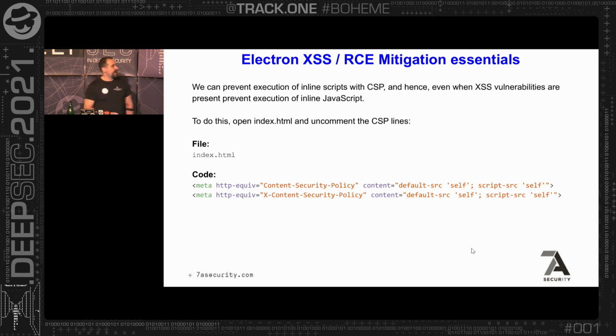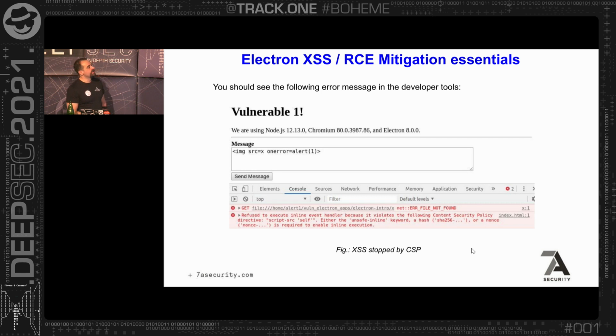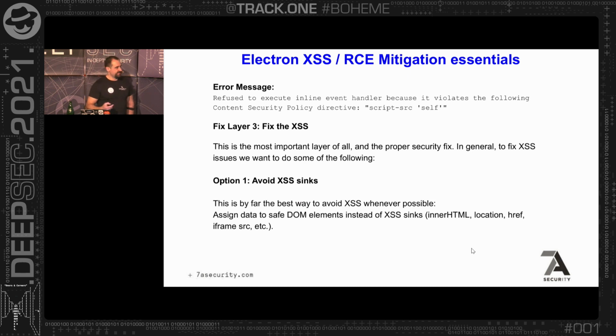So now we can add some content security policy like this, for example, default-src 'self', and when we try this, if you need to close the app, open it again, and then you will notice that in the developer tools, you will get this error message: Refused to execute inline event handler because it violates the following content security policy directive, script-src 'self', and so on, right? So this is good. This is another layer of security, but we still have XSS, right?